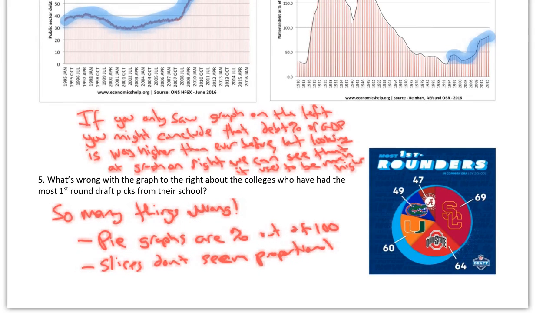And number 5, lots wrong with this. Pie chart should be percents. These aren't percents, and they're not divided up evenly either.